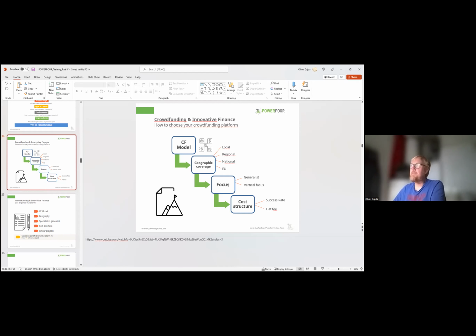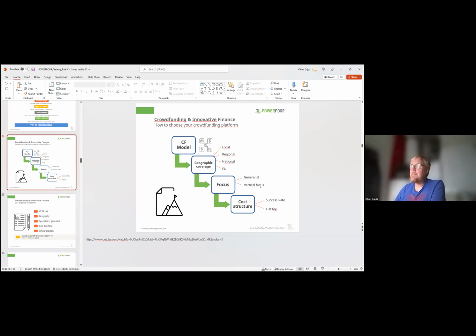And then you have a focus as well. When you look at platforms, some are generalist, you find maybe everything, or they say, we support small and medium-sized businesses. An energy community could absolutely fall into this. You need to frame it right. You need to speak maybe with a platform.